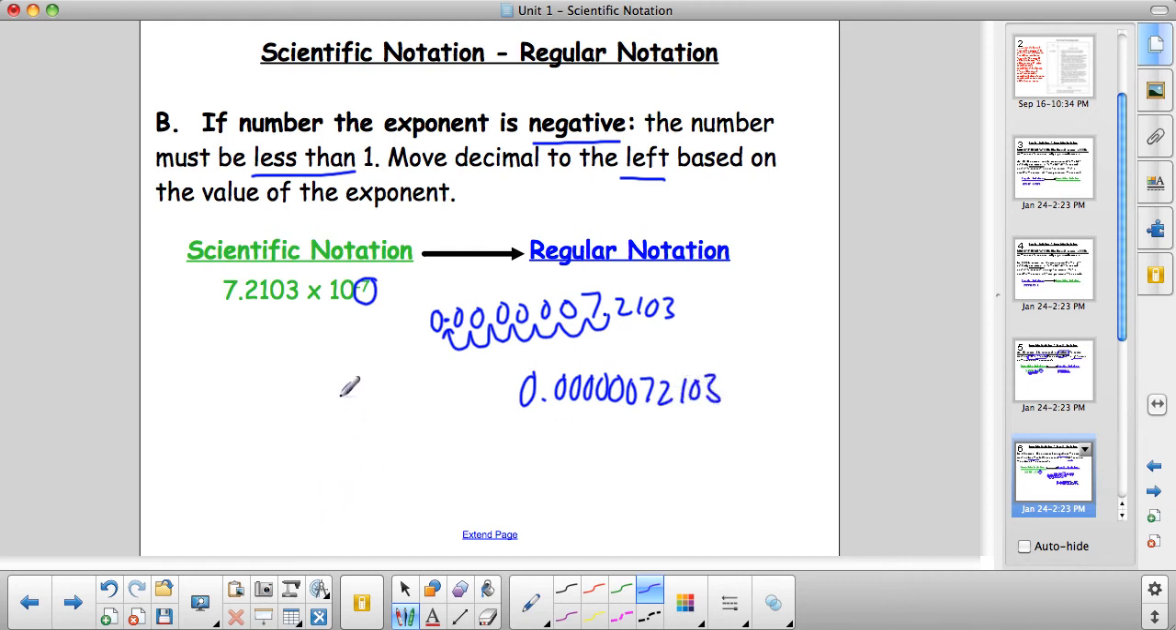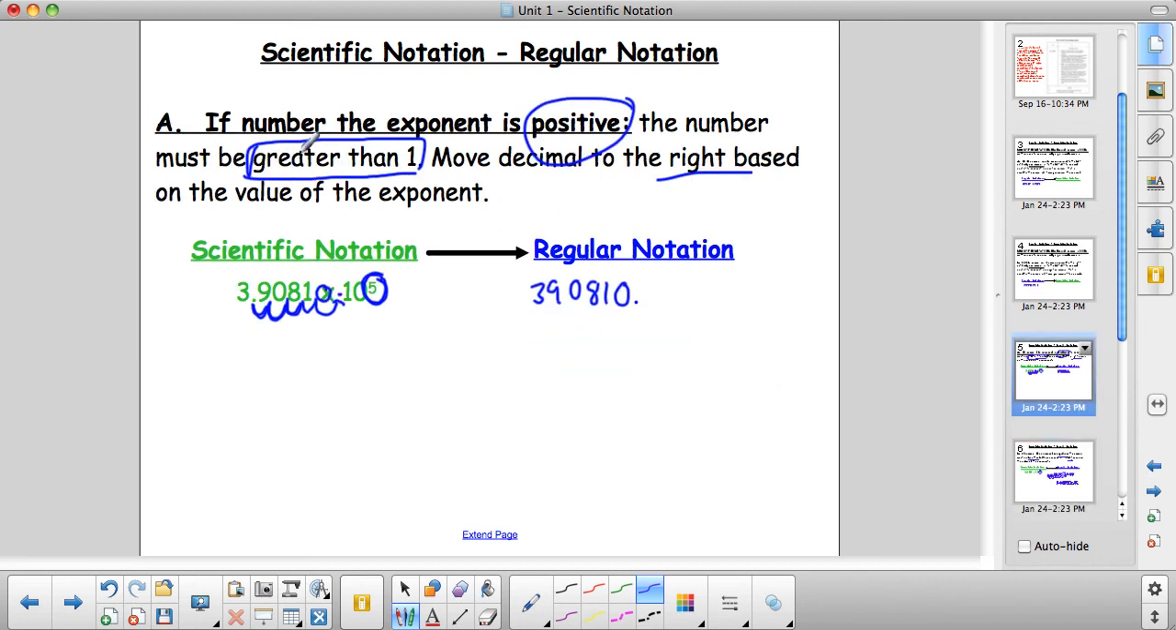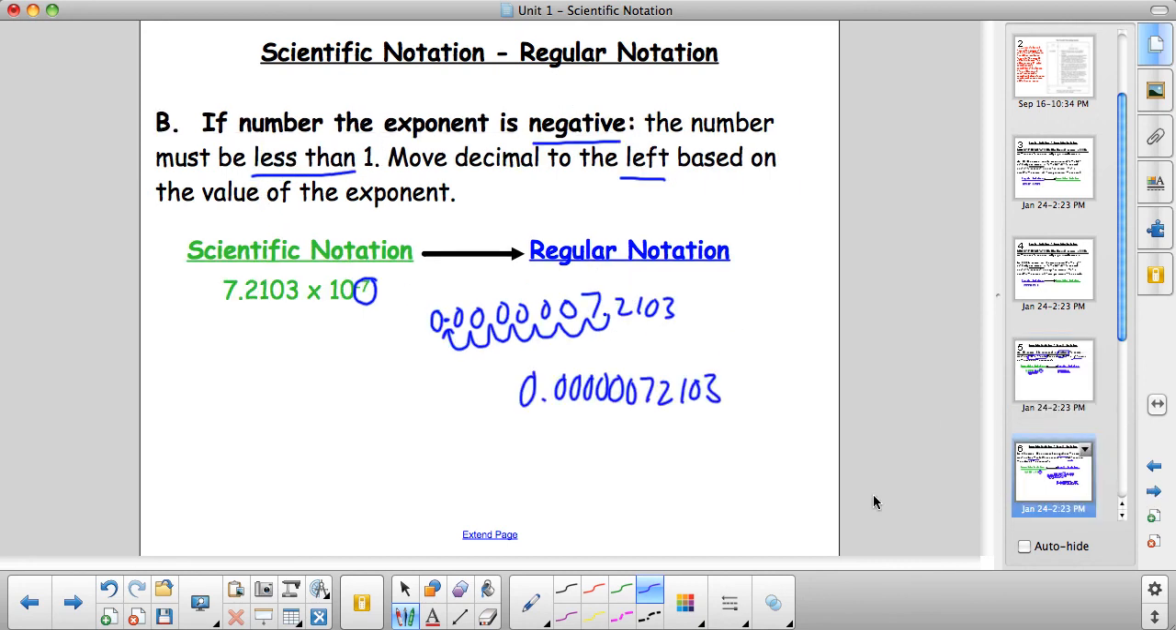Right there. So a negative exponent means you're going to move your decimal to the left because your number is going to become smaller. And with a positive exponent, you're going to move your decimal to the right, making your number larger, greater than 1. So that will help you take scientific notation to regular notation. I want you guys to try out some practice problems and see how you do.